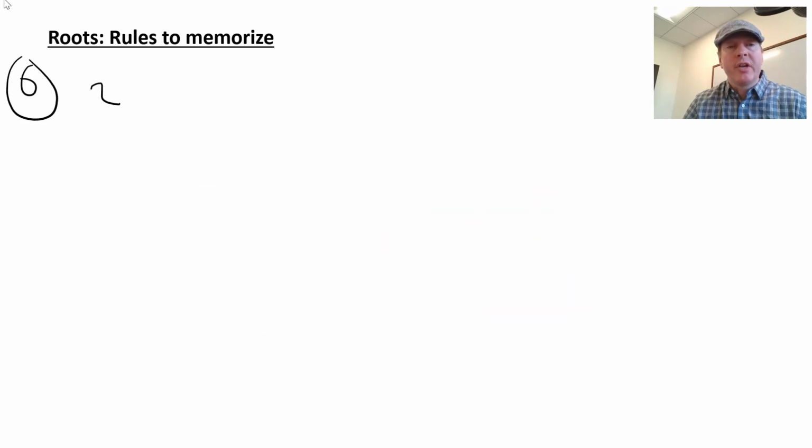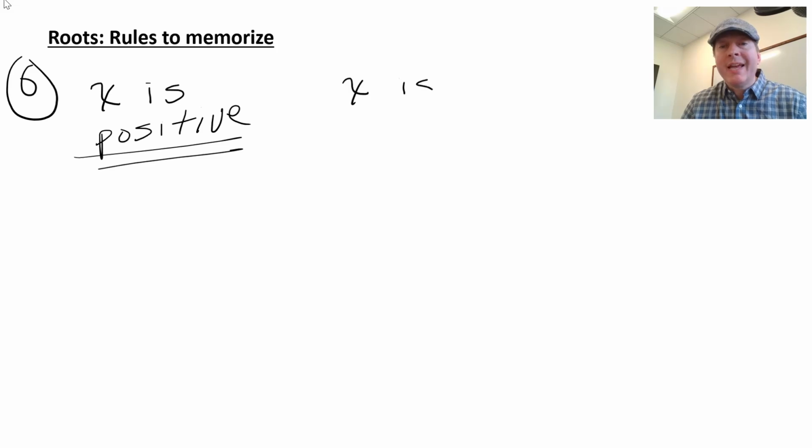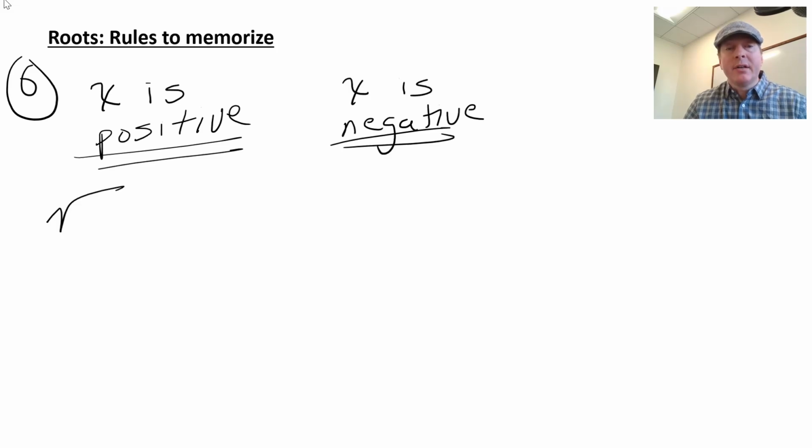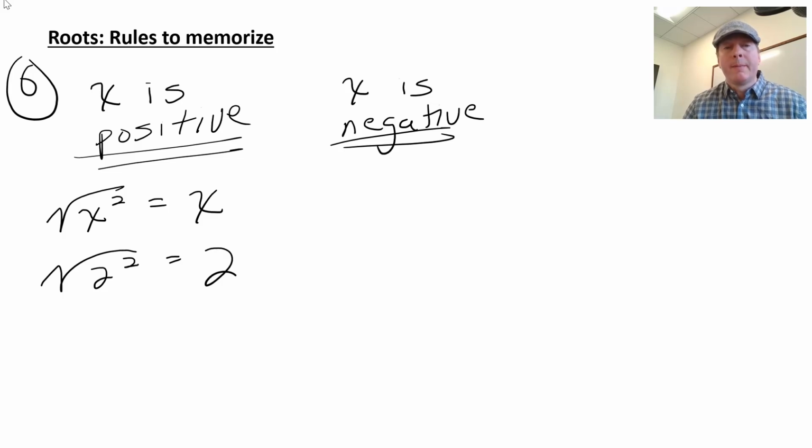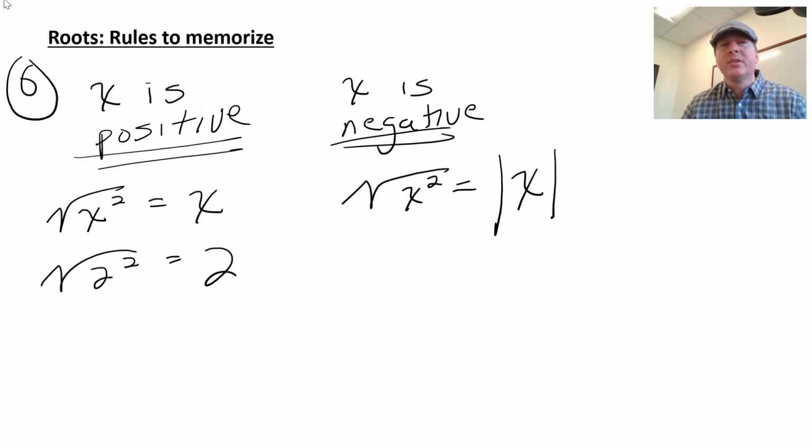Last rule to memorize. Suppose x is positive and suppose x is negative. If x is positive, the square root of x squared is equal to x, right? So the square root of 2 squared, the square root of 4, is equal to 2. All well and good. But if x is a negative number, the square root of x squared is the absolute value of x. What does absolute value mean? You may recall it means a non-negative number.